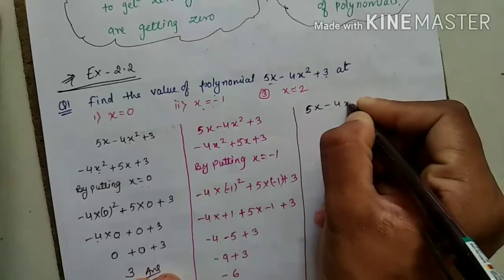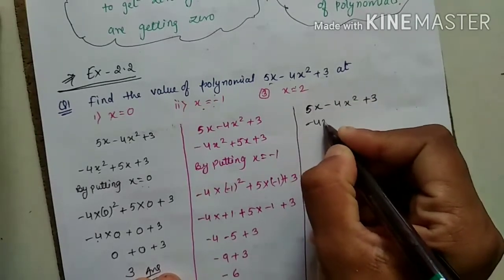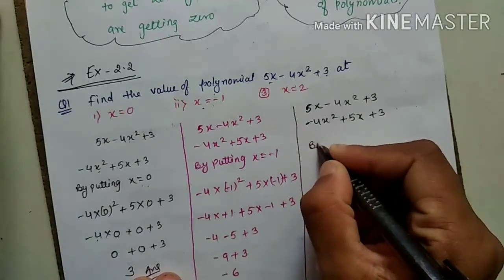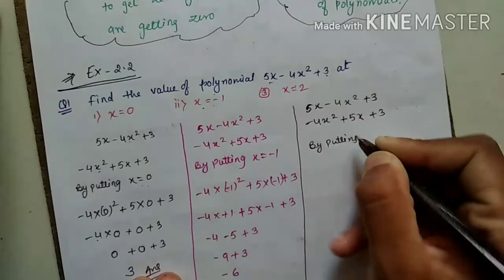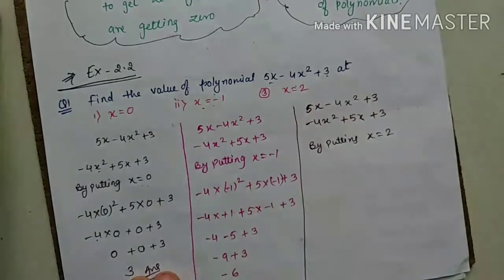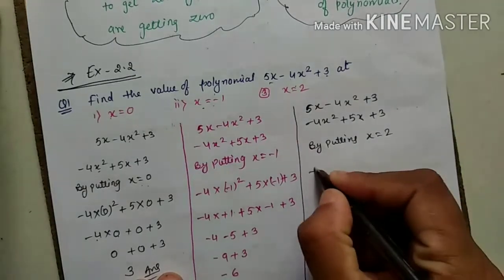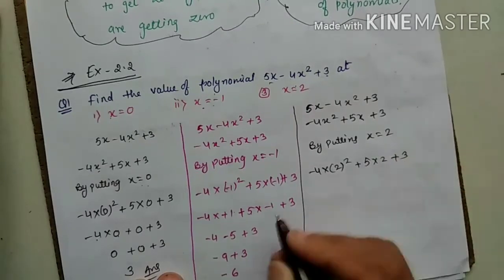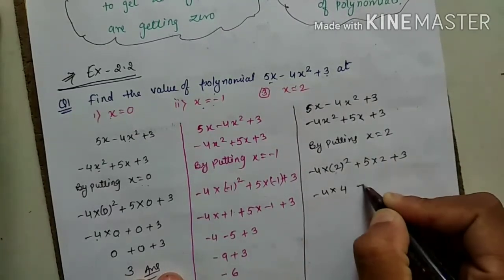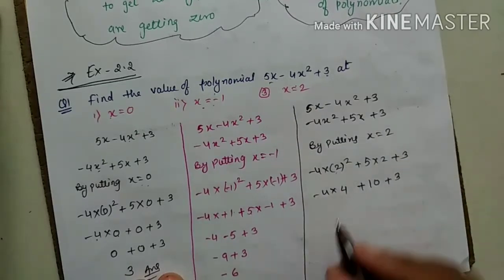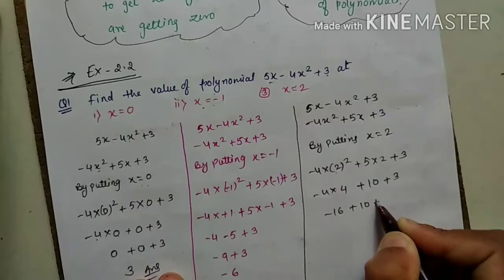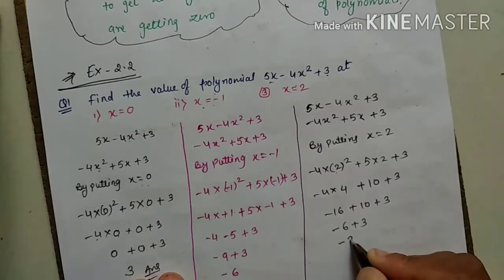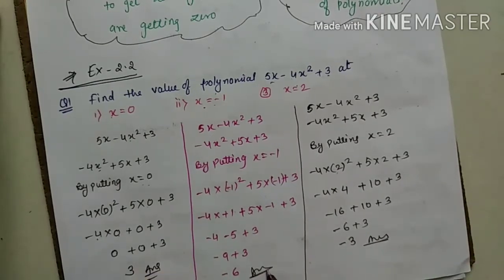Again you have to take the same polynomial. First I will do the sequence. Now by putting x equals 2, just put it in that equation. What are you getting? Minus 4 into 2 square plus 5 into 2 plus 3. Minus 4, 2 square is 4, plus 5 2s are 10, plus 3. 4 4s are 16, so minus 16 plus 10 plus 3. You are getting minus 6 plus 3. After that you get minus 3 as your answer.